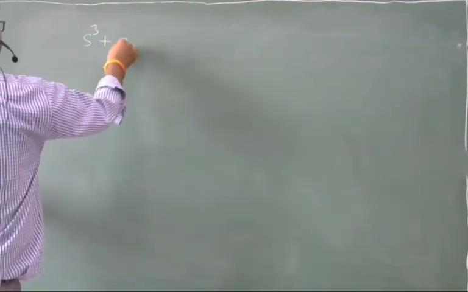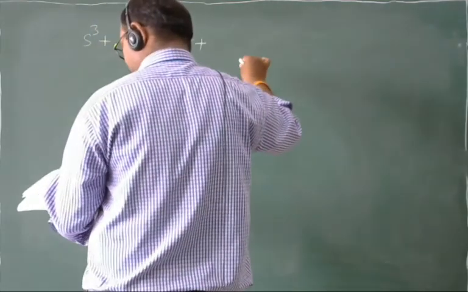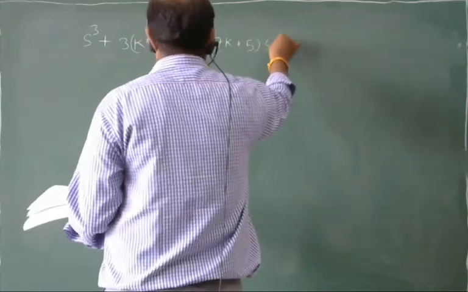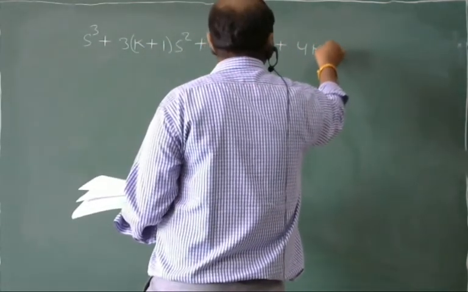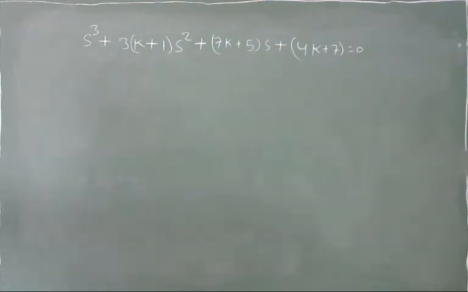The question is: the characteristic equation is given as S cube plus (3k plus 1) S square plus (7k plus 5) S plus (4k plus 7) is equal to 0, and determine the range of values of k such that the characteristic equation has roots more negative than S is equal to minus 1.